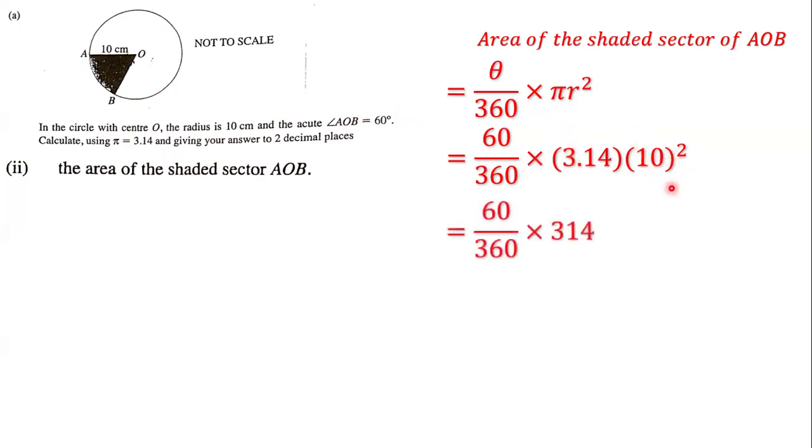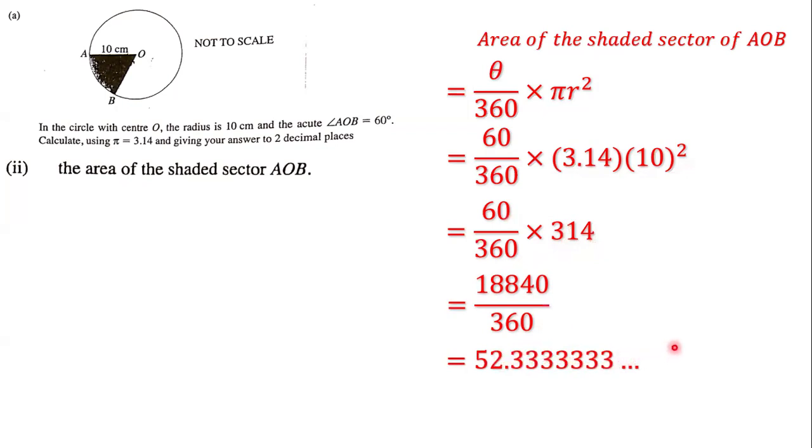And so we have 3.14 multiplied by 10 squared, and 10 squared is 100. So we have 3.14 multiplied by 100, and that's going to give us 314. And so we have 60 all over 360 multiplied by 314. When we multiply 60 times 314, we get 18,840. And 18,840 divided by 360 is 52.3333, and it continues on with more threes.